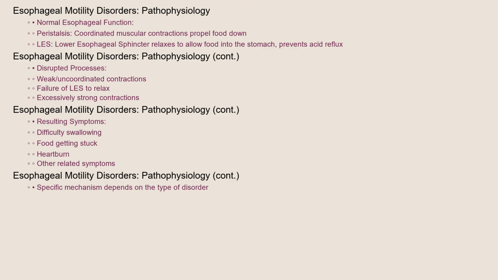Let's delve into the pathophysiology, or how these disorders actually disrupt normal esophageal function. The esophagus relies on a coordinated series of muscular contractions, called peristalsis, to propel food downwards. It also depends on the proper relaxation of the lower esophageal sphincter, or LES, a valve at the bottom of the esophagus that prevents stomach acid from backing up.